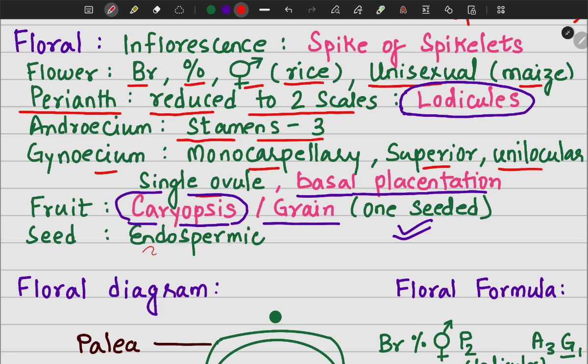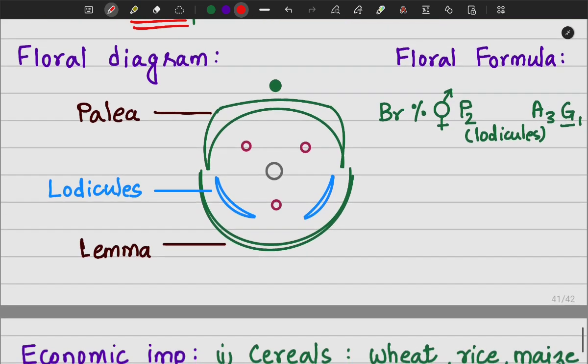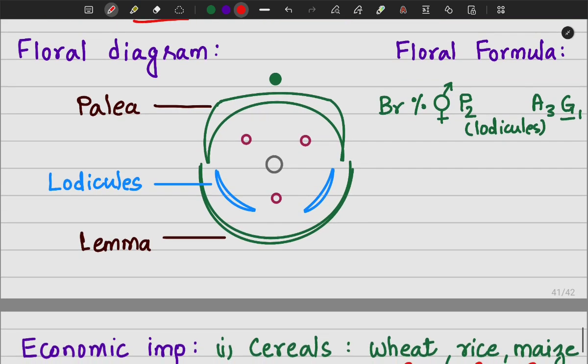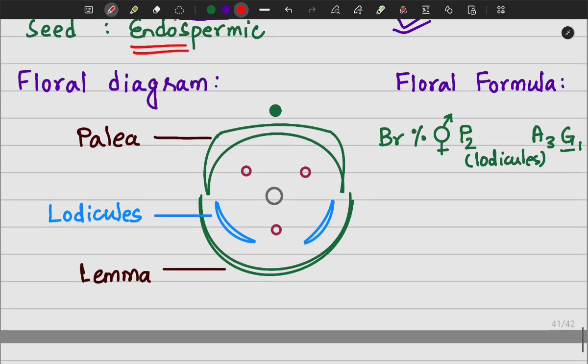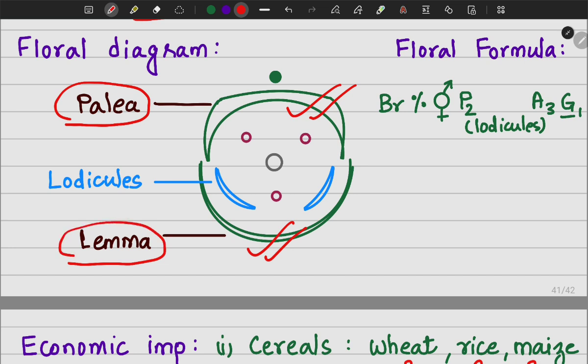And since they are monocot, the seeds are endospermic. So this completes the full floral characteristics. Now let us look at the floral diagram and floral formula. So you can see in the floral diagram, the flower is bracteate, right? So these two bracts are shown here. This is one bract, this is the other bract, and the upper bract is called palea, the lower bract is called lemma. So these are important terms, please remember them.